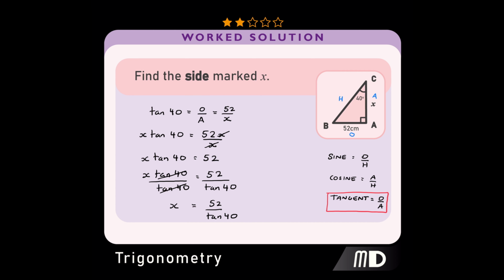Using a calculator to find the value of 52 divided by the tangent of 40, we get 62 centimeters. So the answer to this question is 62 centimeters.